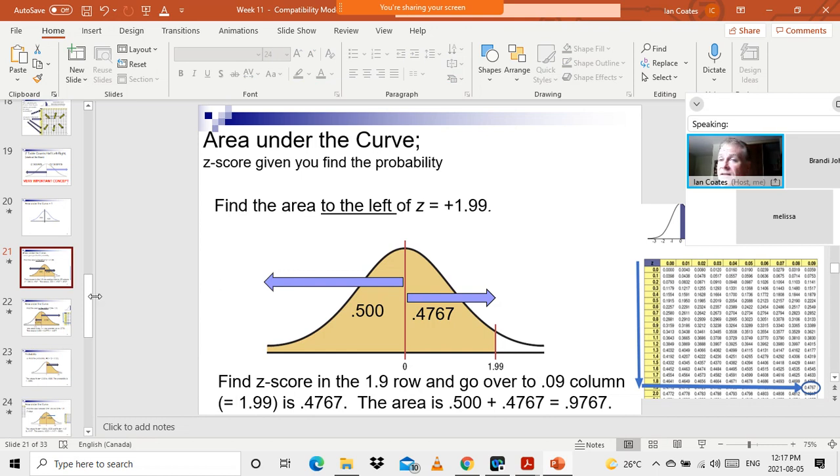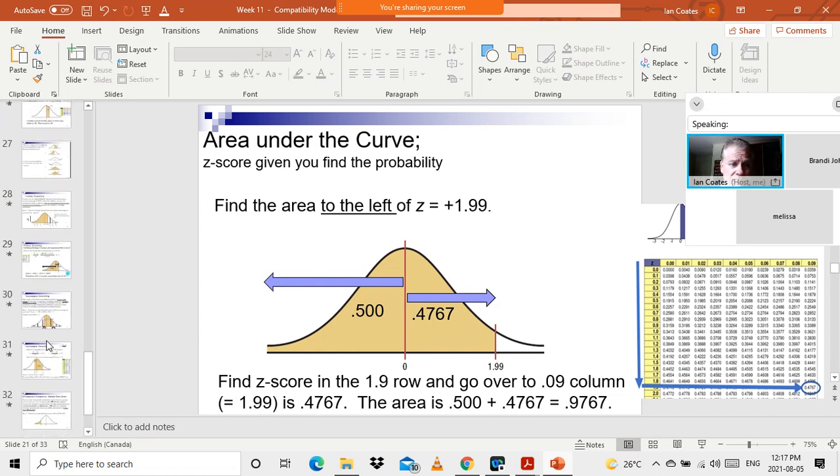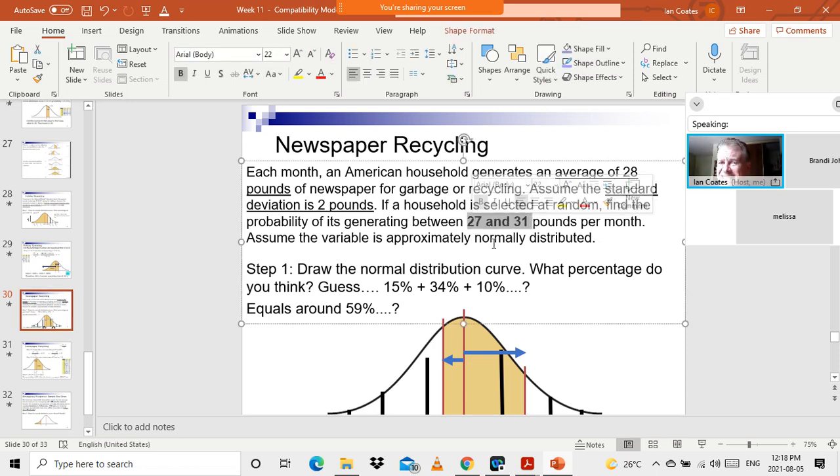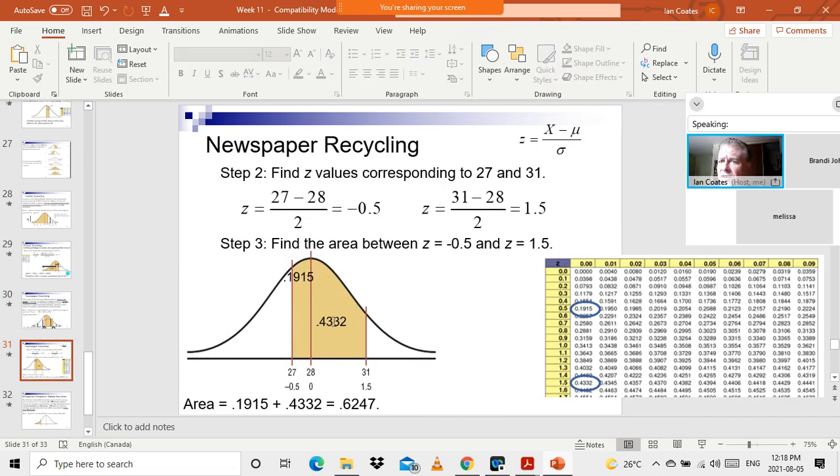I'll give you a real world example. I'll give you the mean, I'll give you the standard deviation, and I'll give you the parameters of what I'm looking for. You'll have to change these to z values, find the probabilities, find the area under the curve. I may give you the z values and only ask you to find the probabilities. I may give you the probabilities and reverse it, ask you to find the z values.